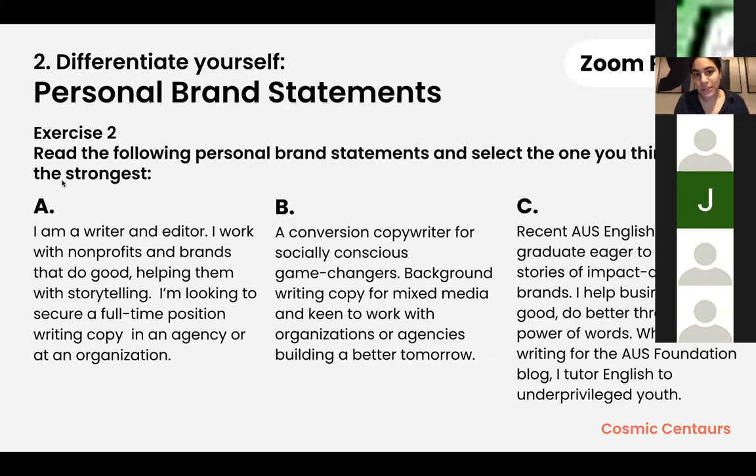You're a recent AUS graduate. That allows somebody to understand at what phase you're in. And you're telling them that you're eager, and you're specifying that you want to work with impact-driven brands. You're also saying that you help businesses that do good, do better through the power of words. That's really clear because that sentence is sharp and succinct. And when you're not writing for your blog, you're tutoring English. So this takes it one step further. You're telling me about you as a person. So, outside of work, when you're not writing for impact for nonprofits, you're also doing more. And so the reason why C works is because it gives me a full picture of who you are.